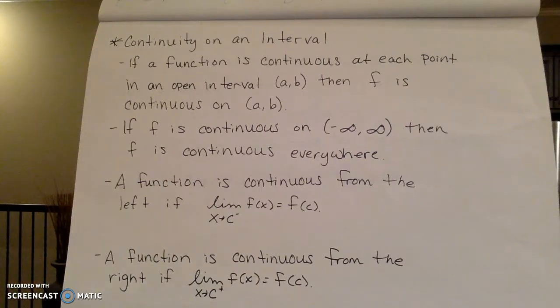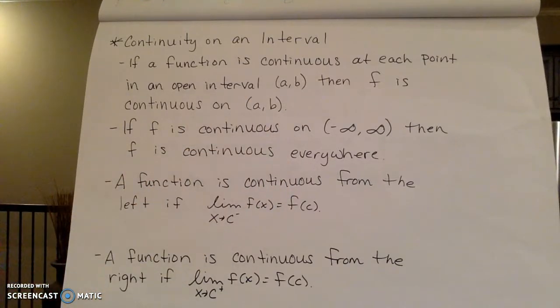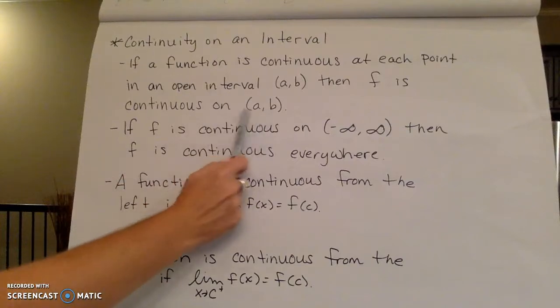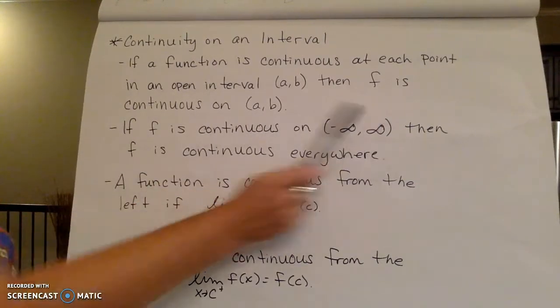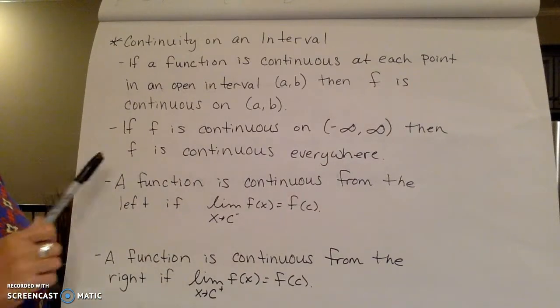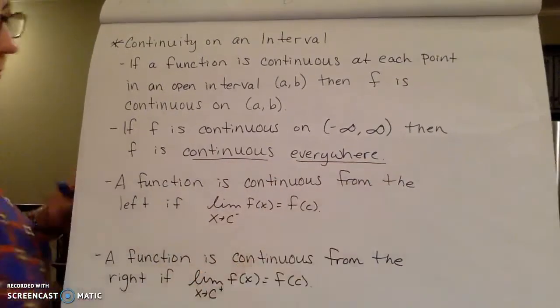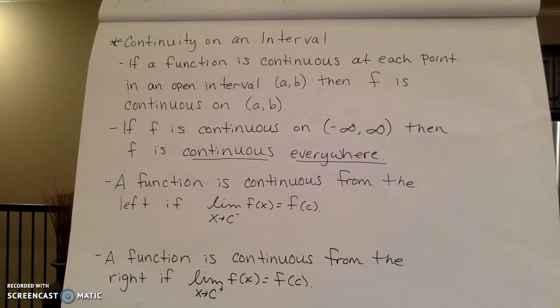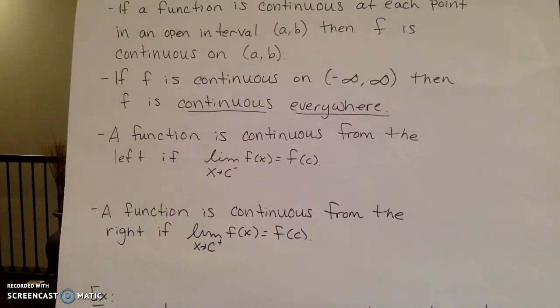So now we need to talk about continuity on an interval. If a function is continuous at each point in an open interval, remember we talked about what it means to be an open interval the other day, then f is continuous on that open interval a to b. If f is continuous from negative infinity to infinity, an open interval, then f is considered continuous everywhere. Okay. And then we have a couple other definitions about this.